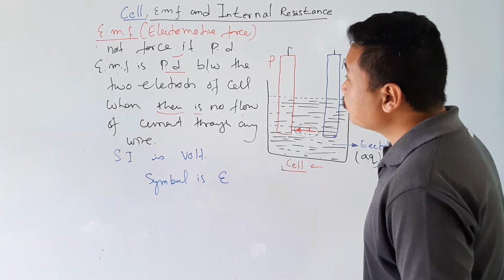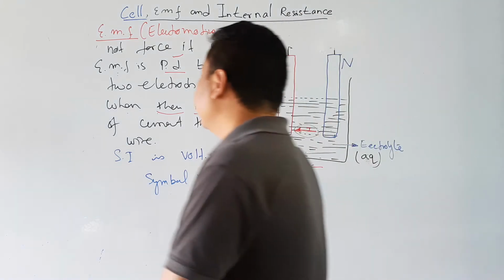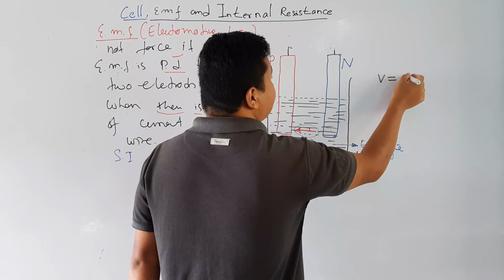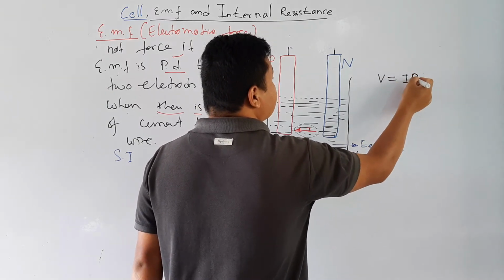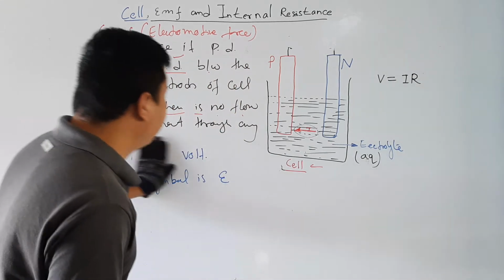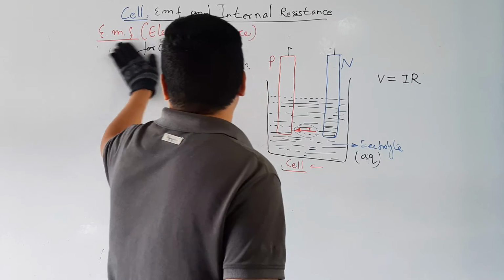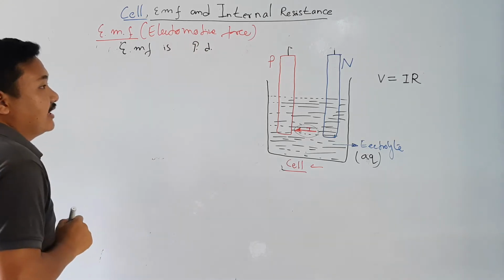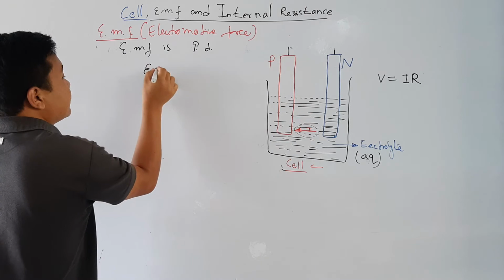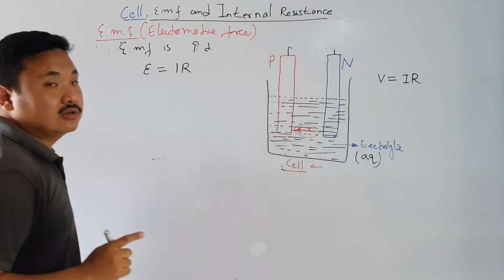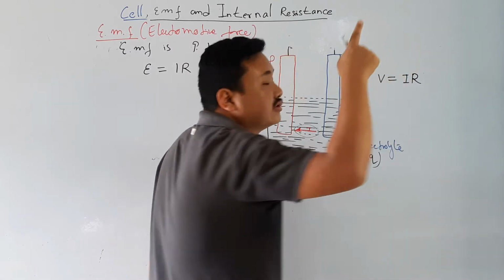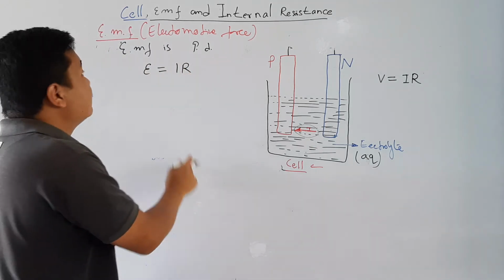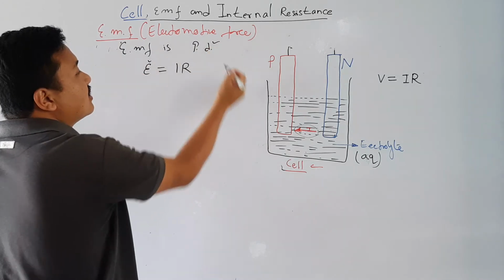Now, if EMF is a potential difference, then we know that V is equal to IR. I said that EMF and potential difference are the same, isn't it? EMF is potential difference. Then looking at this, I can write E is equal to IR. Why not? Because V is equal to I into R, from Ohm's law. Similarly, I can write E is equal to IR, because epsilon, that is EMF, is also a potential difference.